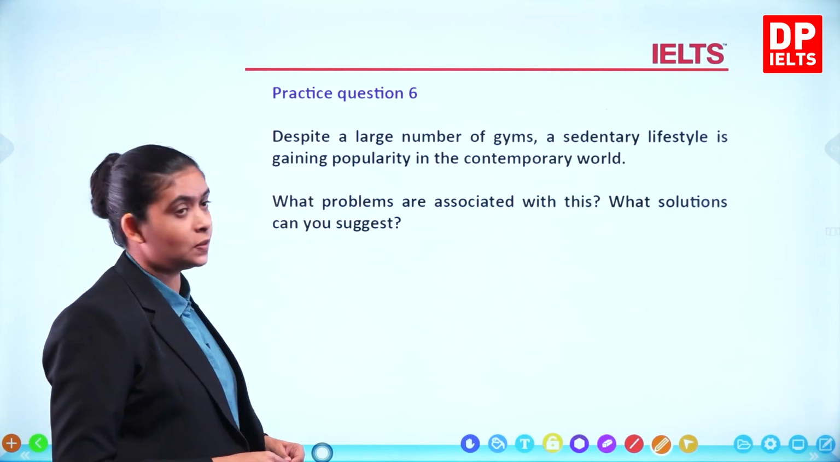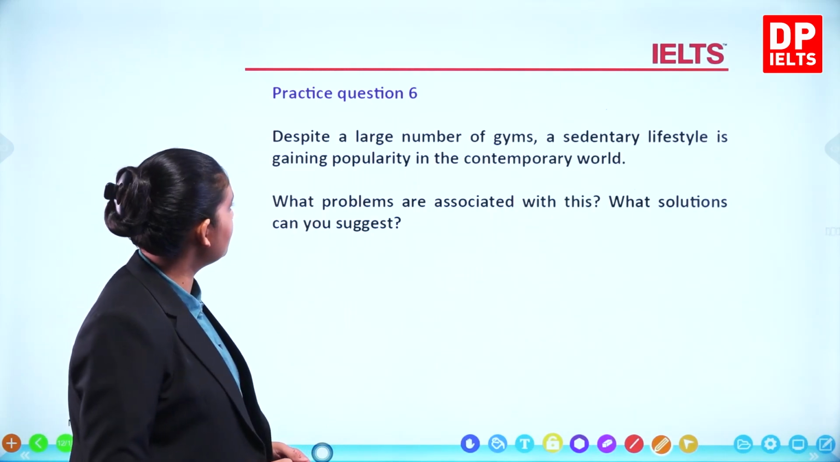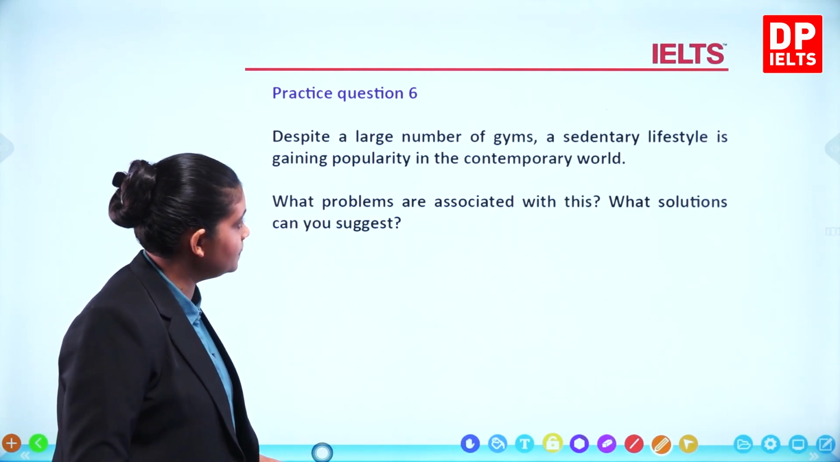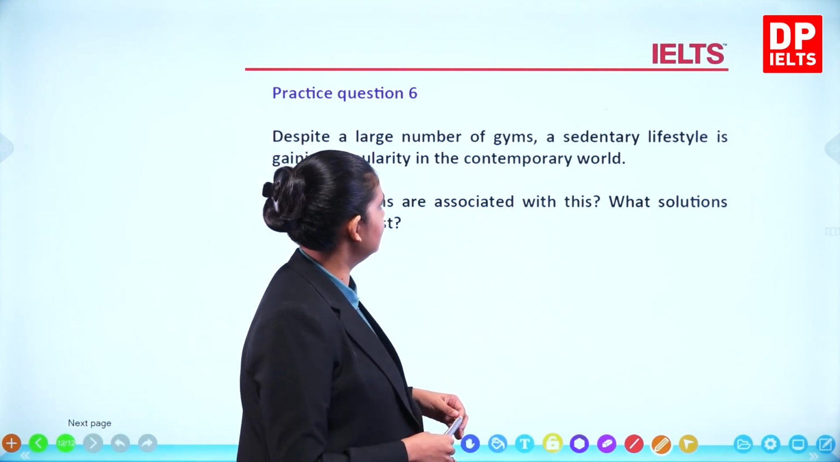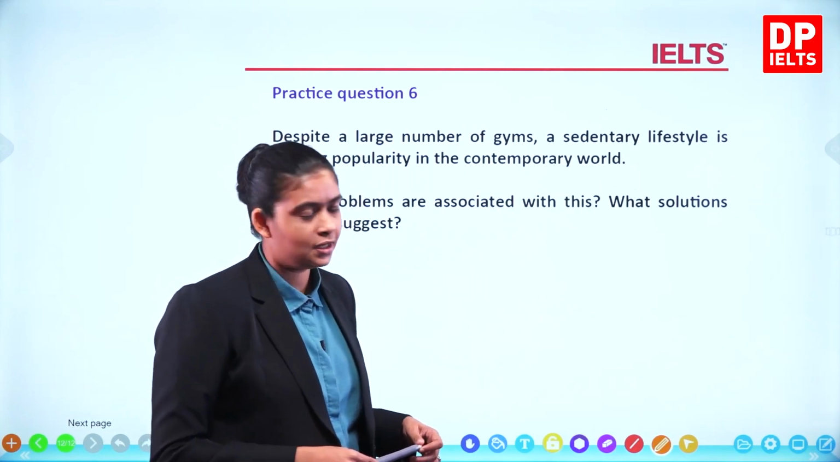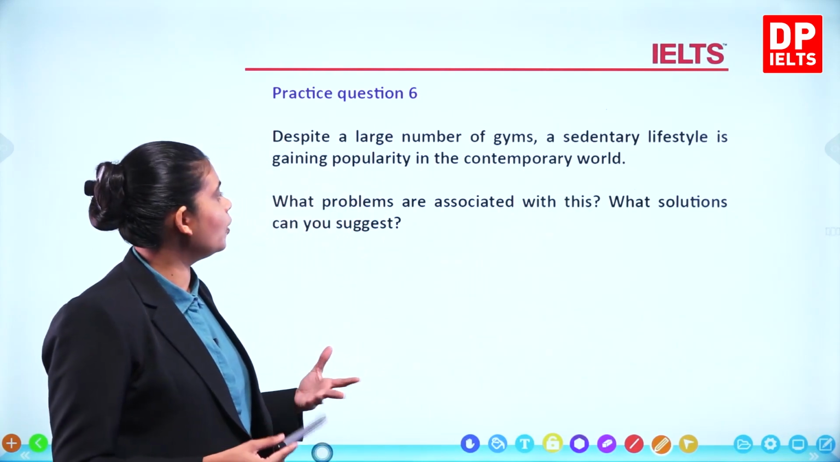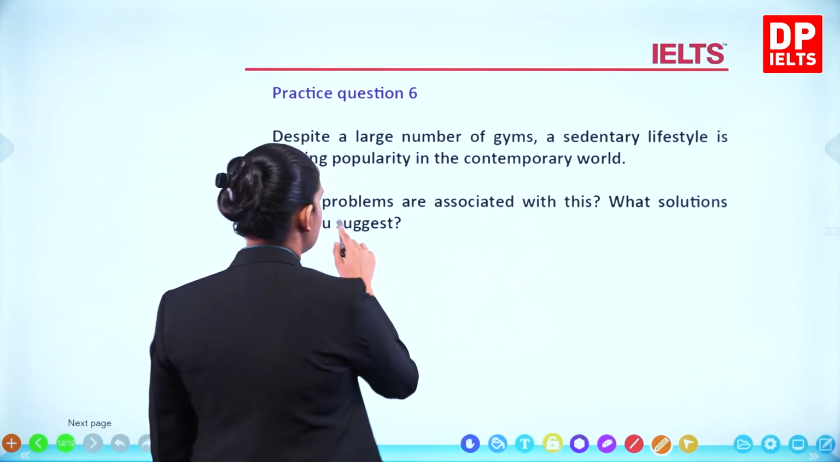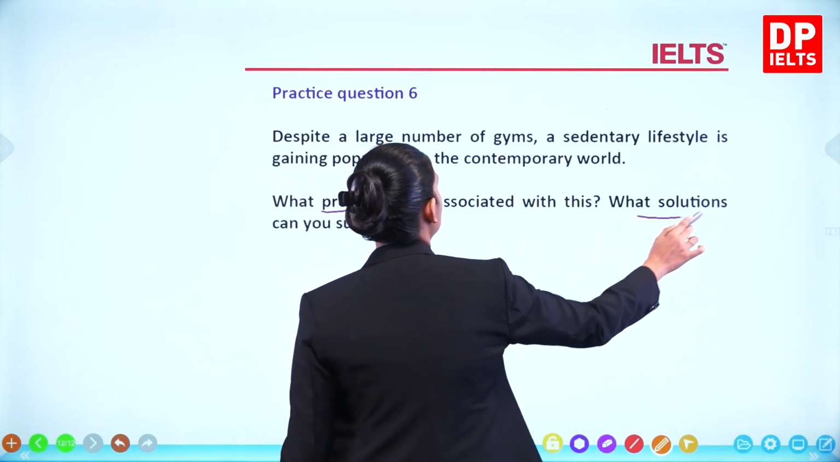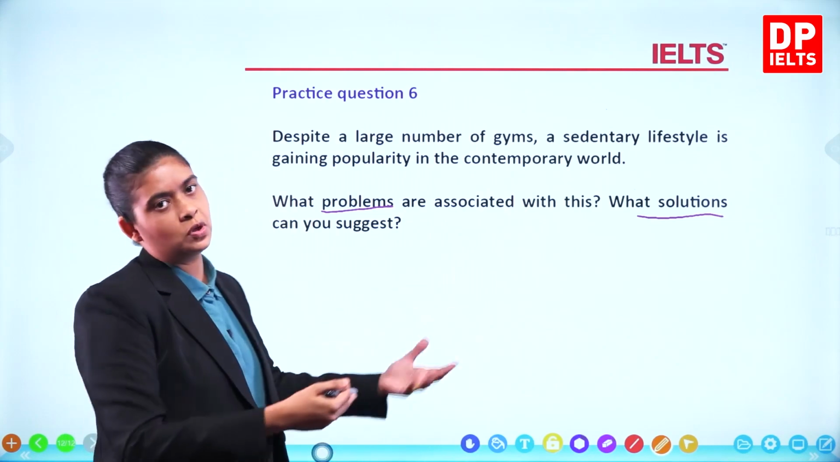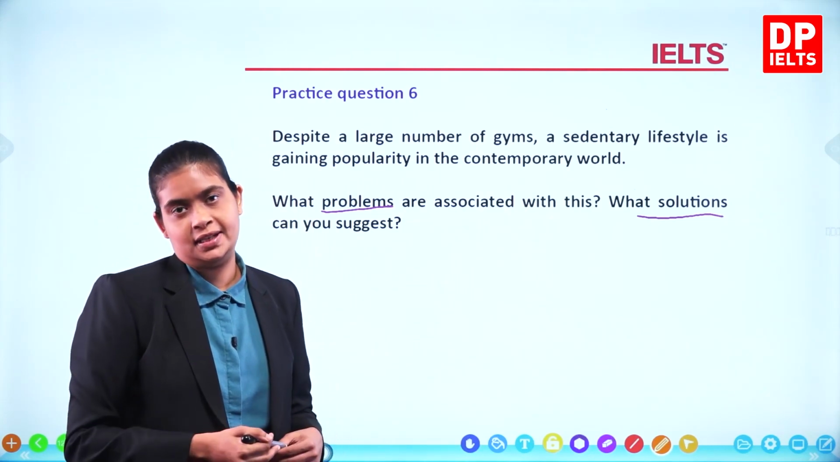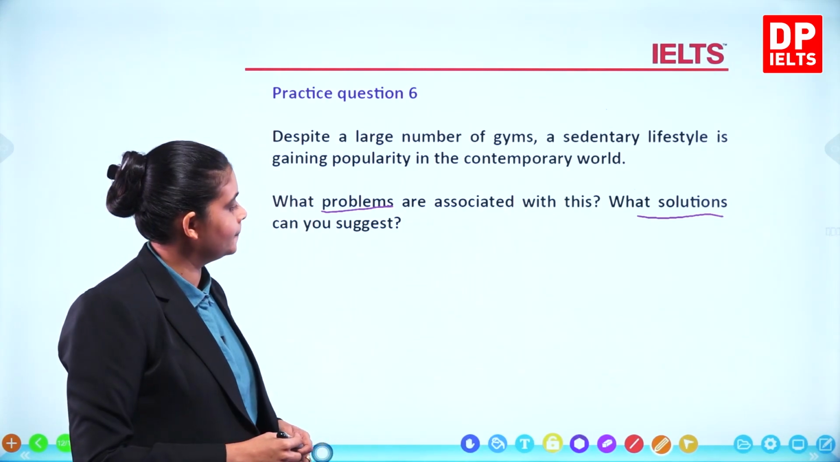The last practice question for you. Despite a large number of gyms, a sedentary lifestyle is gaining popularity in the contemporary world. Okay? What problems are associated with this, and then again, what are the solutions you could suggest? So list 2 problems and then talk about 2 solutions. That would be nice. All right.